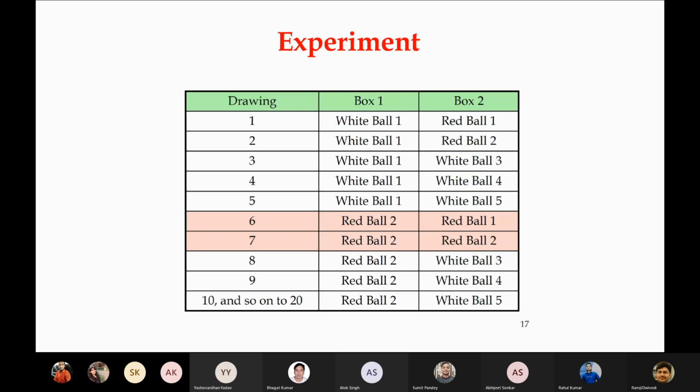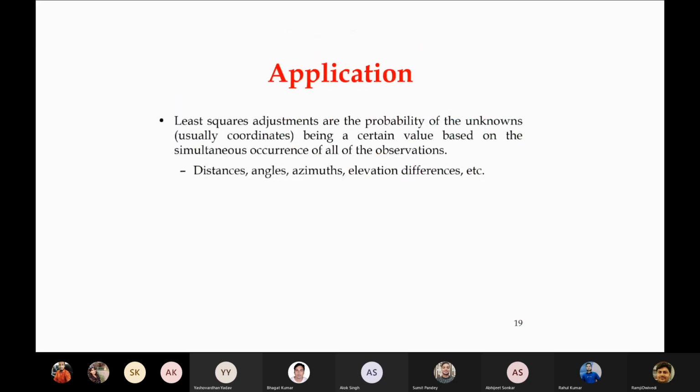chaliye. Least square adjustments, aap logon ne least squares estimation padha hai, everybody is aware of it, but it will be explained in detail in this course, because these are the adjustments which give the probability of the unknowns being a certain value based on simultaneous occurrence of all observations. It's a very, very unique definition which is written, and you must read it very carefully.